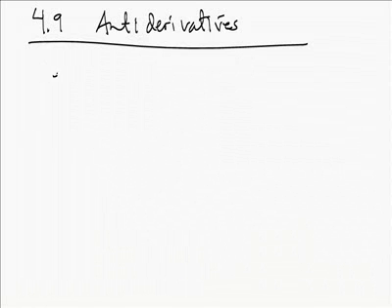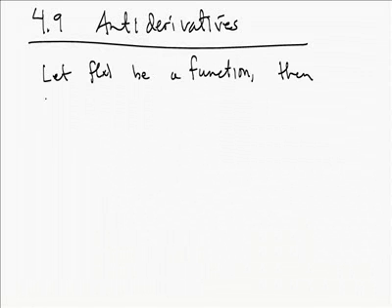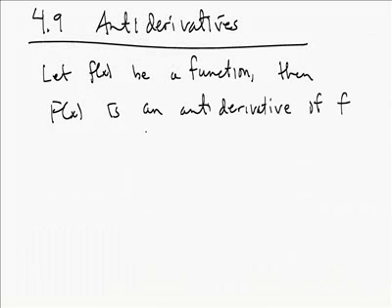Here's what an antiderivative is. If we let f of x be a function, then we're going to say that capital F of x is an antiderivative of f if we take the derivative of big F and we get little f. Now notice that we said it's an antiderivative of f, not the antiderivative of f, and the reason for that is there are going to be many antiderivatives for any given particular function.